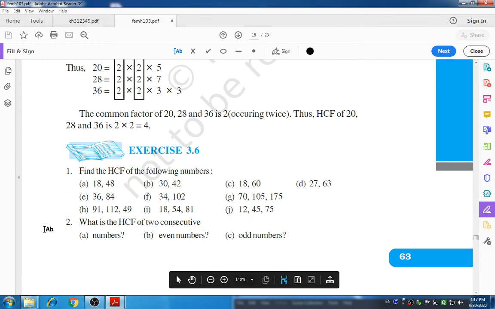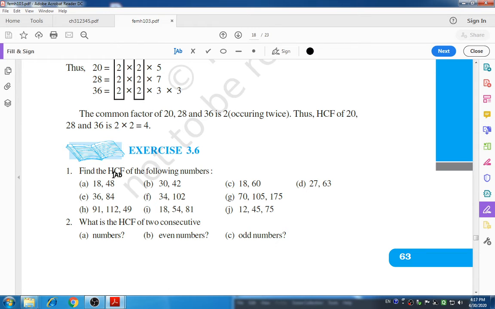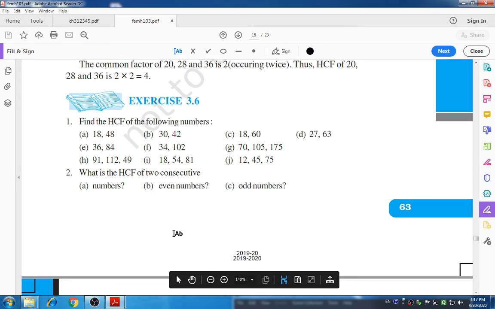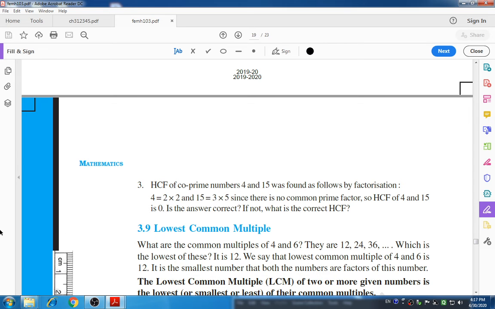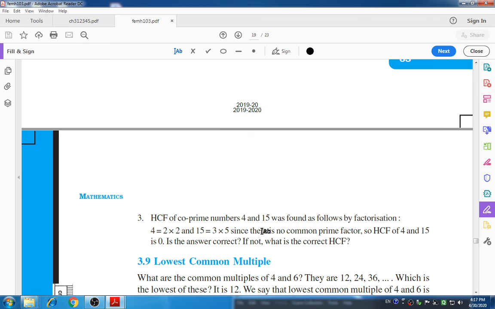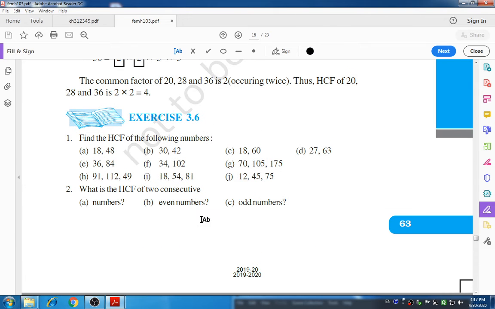Okay, they asked only 3 questions. The first one is find the HCF of the following numbers. What is the HCF of two consecutive numbers, even numbers and odd numbers? And they give a word problem which is related to HCF. Okay, now we will solve this 3.6.